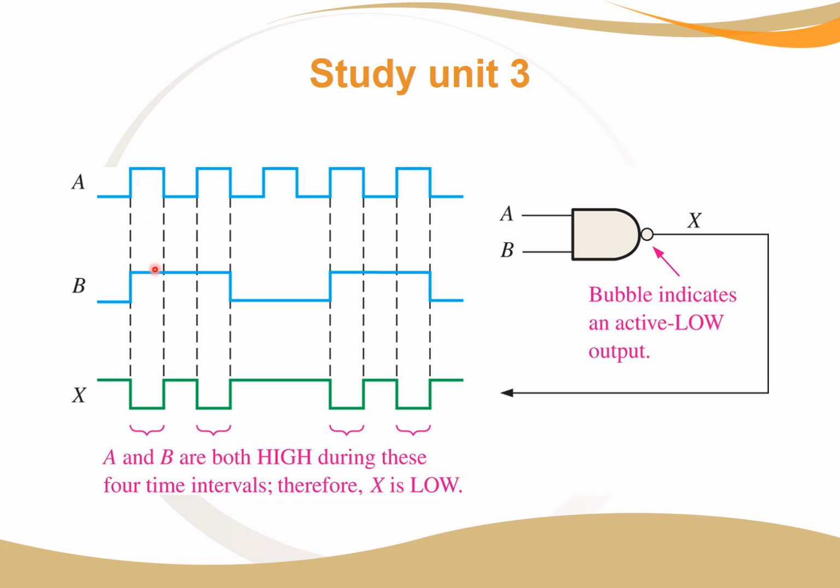Here you have a high and a high. High and high means a low for a NAND gate. Here we have a low and a high, which means a high for a NAND gate.